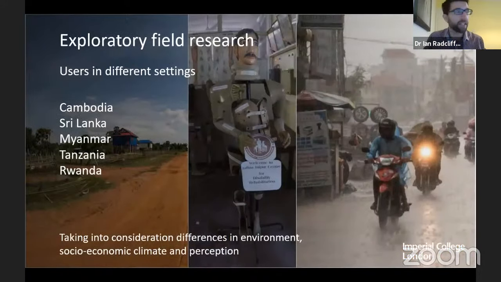So further to this, we also need to appreciate that what is applicable in one country does not necessarily stand true in another. So we've been working on projects in Cambodia, Sri Lanka, Myanmar, Tanzania, and now Rwanda. And we need to appreciate that the environment, socioeconomic situation, delivery models, and user perception will vary from location to location. We generally need to appreciate that there isn't a one-size-fits-all solution.